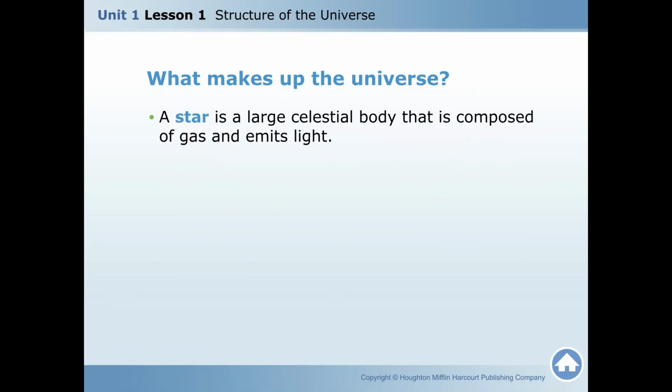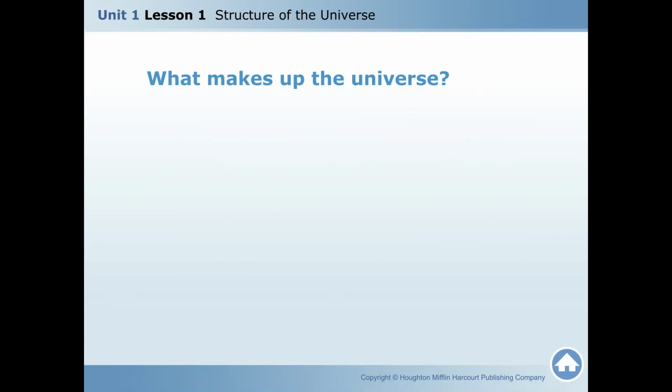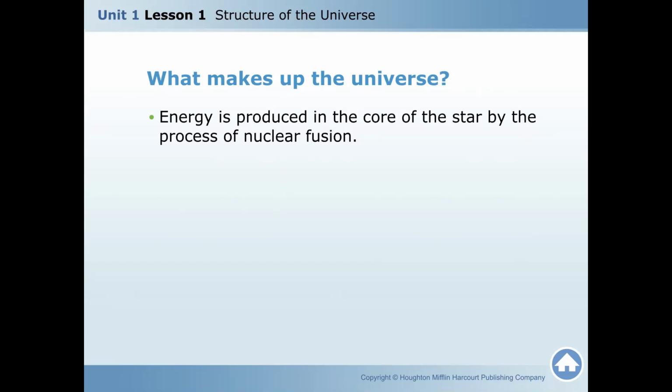A star is a large celestial body that is composed of gas and emits light. Most stars are composed almost entirely of hydrogen and helium. Energy is produced in the core of the star by the process of nuclear fusion.